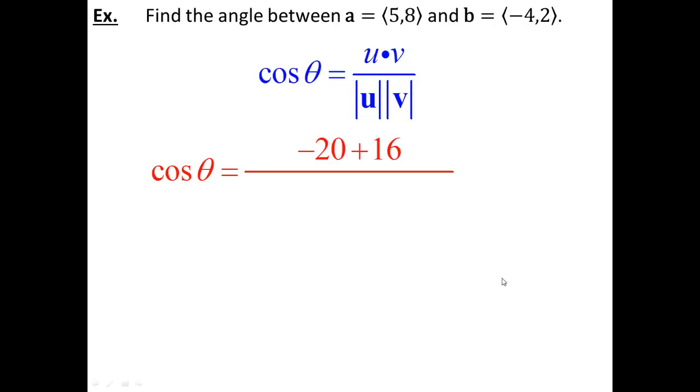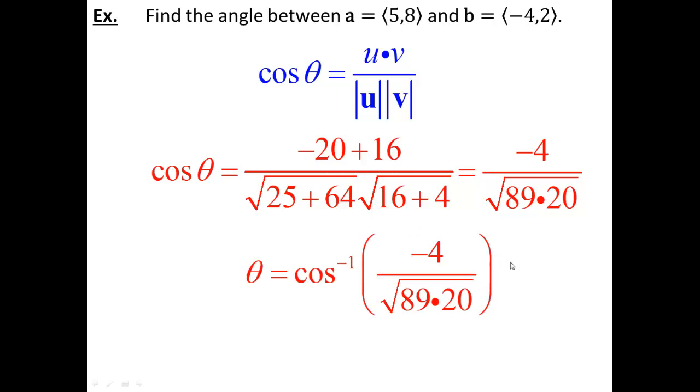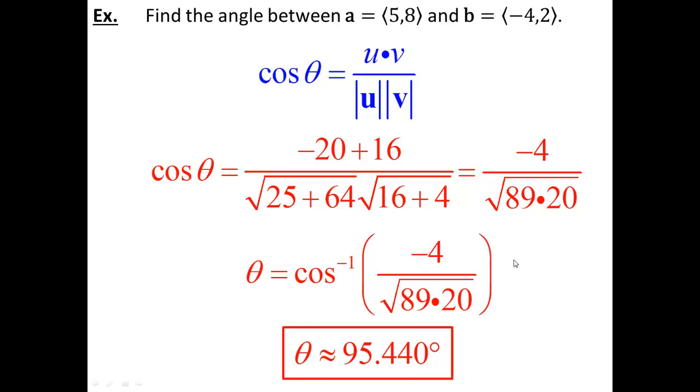On the bottom are magnitudes, square roots of 5 squared and 8 squared would be 25 and 64. 16 and 4 for the other one. Add it together. Negative 20 plus 16 would be negative 4. On the bottom we have 25 and 64 is 89, and 20. Inverse cosine, type it in the calculator just like the previous one, and we should end up with 95.440 degrees.